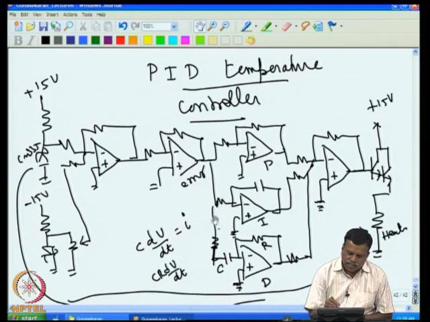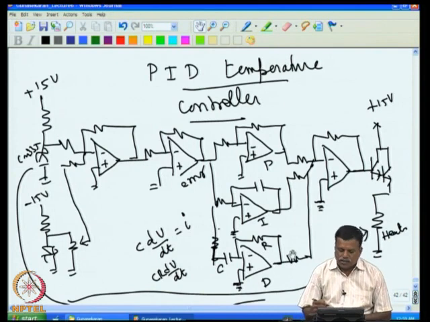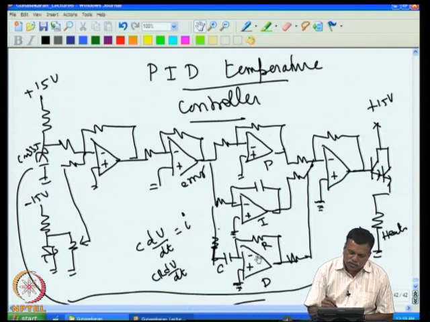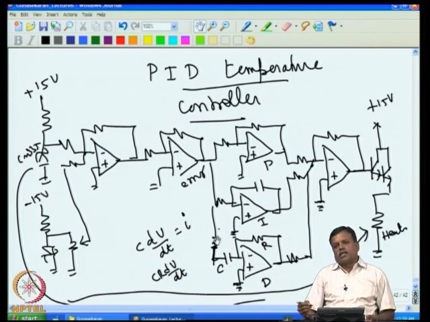In that case, by adding this resistance, the high frequency noise will not produce a large output here, and that makes the system not noise driven. That will make the system error driven. So we have to have a resistance here to limit the noise response. That way the PID temperature controller works satisfactorily.